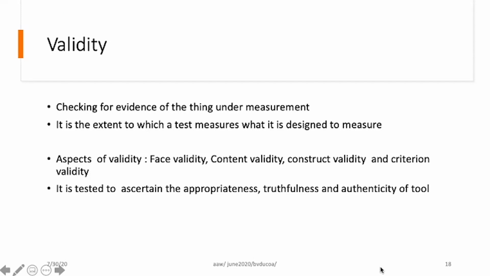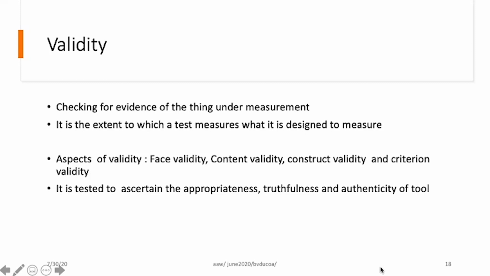The next very important point about all these tools is validity. Validity is checking for evidence of the thing under measurement. So we want to measure the lameness of the sheep, and after employing that scale, we should be able to come to a certain conclusion that yes, this measures the lameness and nothing else. And the next step is to what extent that test measures what it is designed to measure. This is called validity. It's a detailed subject. We will talk about it sometime in later lectures.